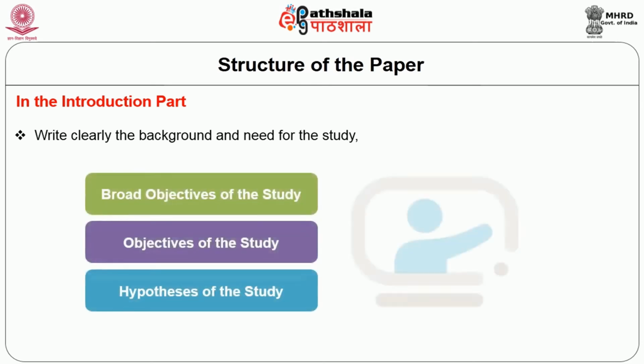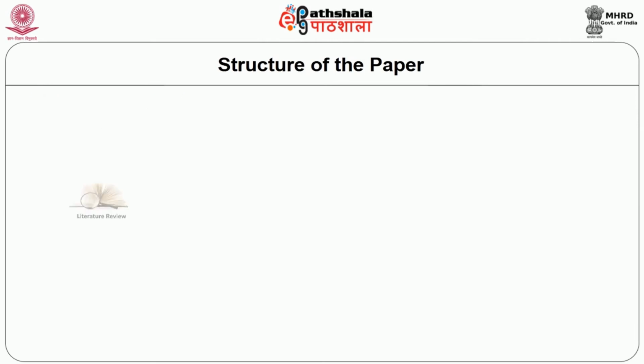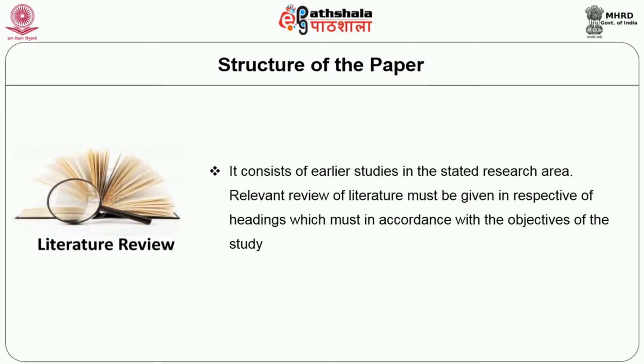In the introduction part, write clearly the background and need for the study. State the broad objectives of the study, specific objectives of the study and hypothesis of the study. Review of literature. It consists of earlier studies in the stated research area. Relevant review of literature must be given under headings which must be in accordance with the objectives of the study.